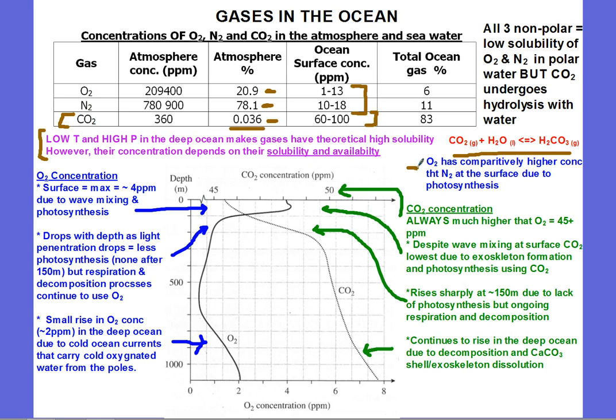Just a little note on the side, you might be wondering why, even though nitrogen makes up more of the atmosphere than oxygen does, their concentrations in the ocean at the surface are roughly the same. I'm pretty sure that's because oxygen is produced in the ocean by photosynthesis, whereas nitrogen is not.